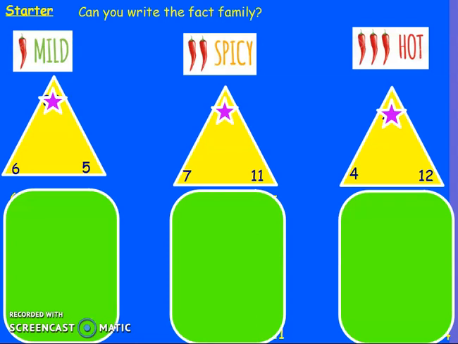Okay, our starter activity this morning is asking you if you can write the fact families for the triangles on the board. We've done this lots and lots in class, so I know you'll be super confident. Have a look at the triangle. Think about what the missing number will be. 4 times 12 equals... And then can you write 2 multiplication facts and 2 division facts for the fact family? Pause the video, see how many you can do in 2 minutes, and press play when you're ready.